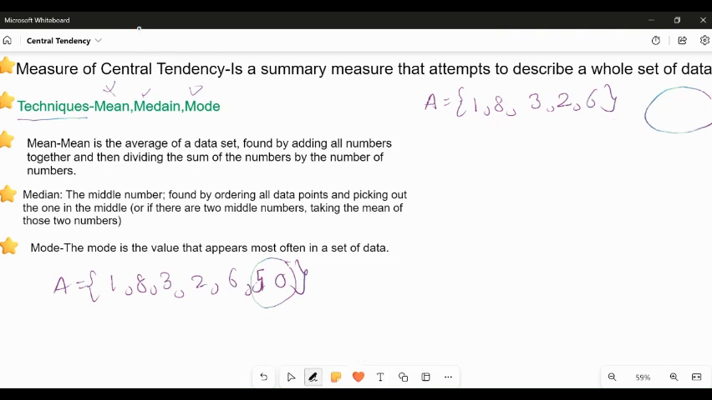Now I'll take the same example and show it using the median. What is the median? The median is the middle number, found by ordering all data points and picking out the one in the middle. If there are two middle numbers, take the median of those two numbers. We will see it with the example so that the definition is clear. Before starting with the median, we need to sort it in ascending order. So what will be my ascending order? 1, 2, 3, 6, 8.